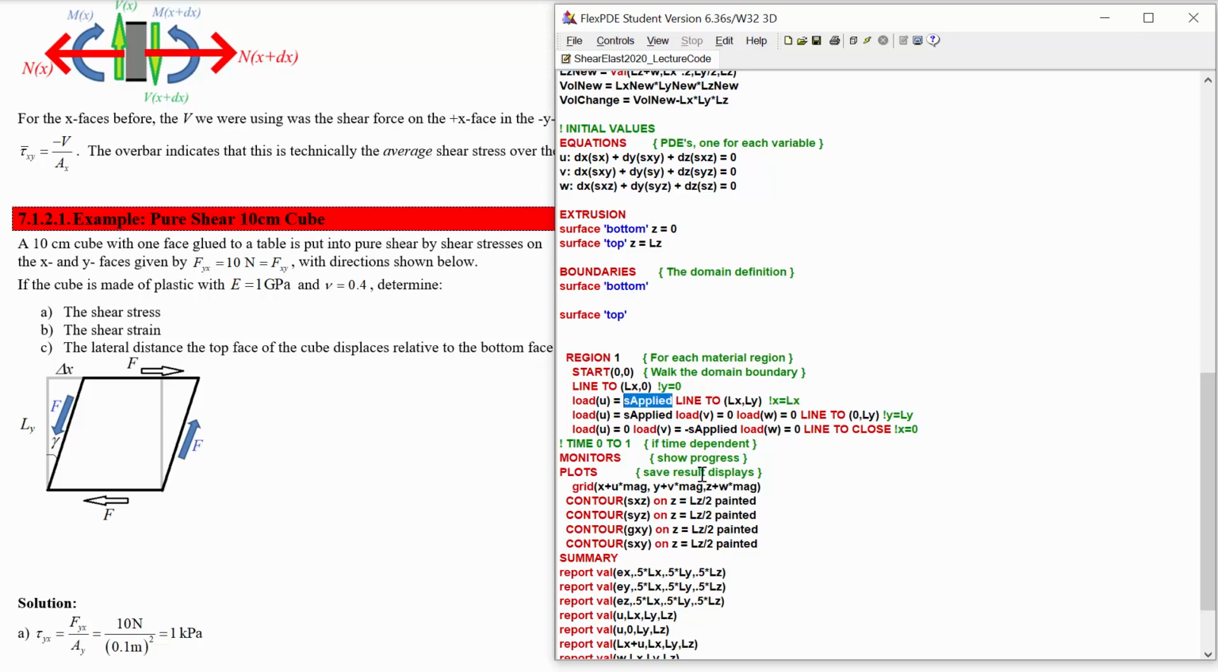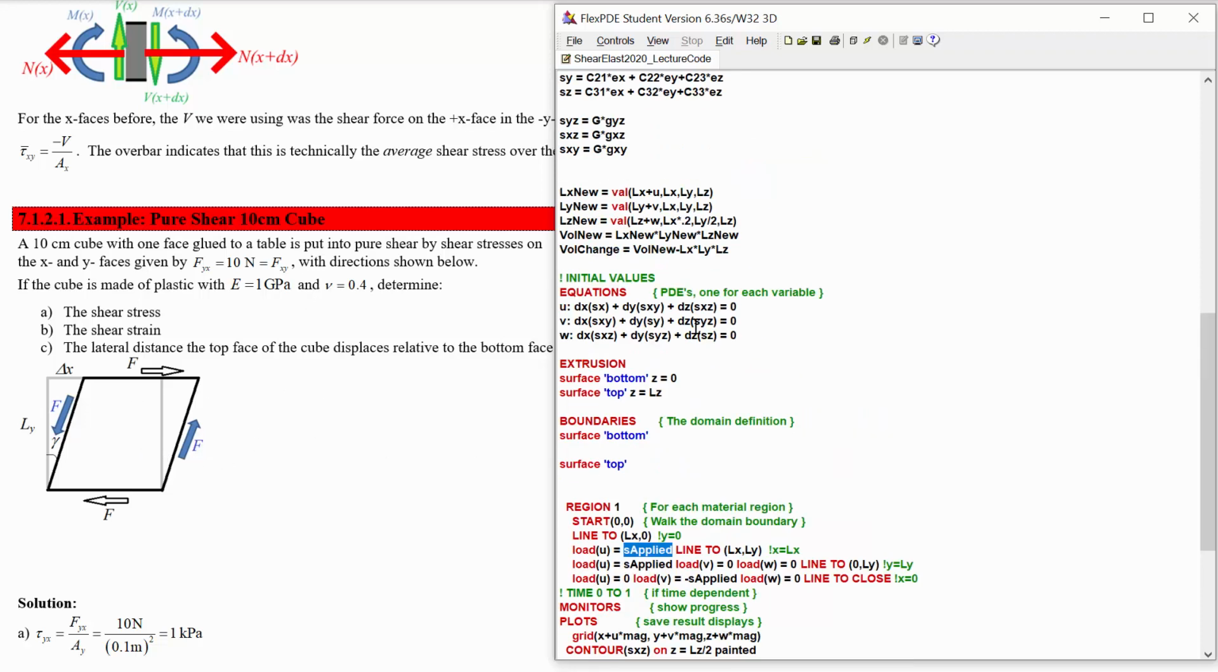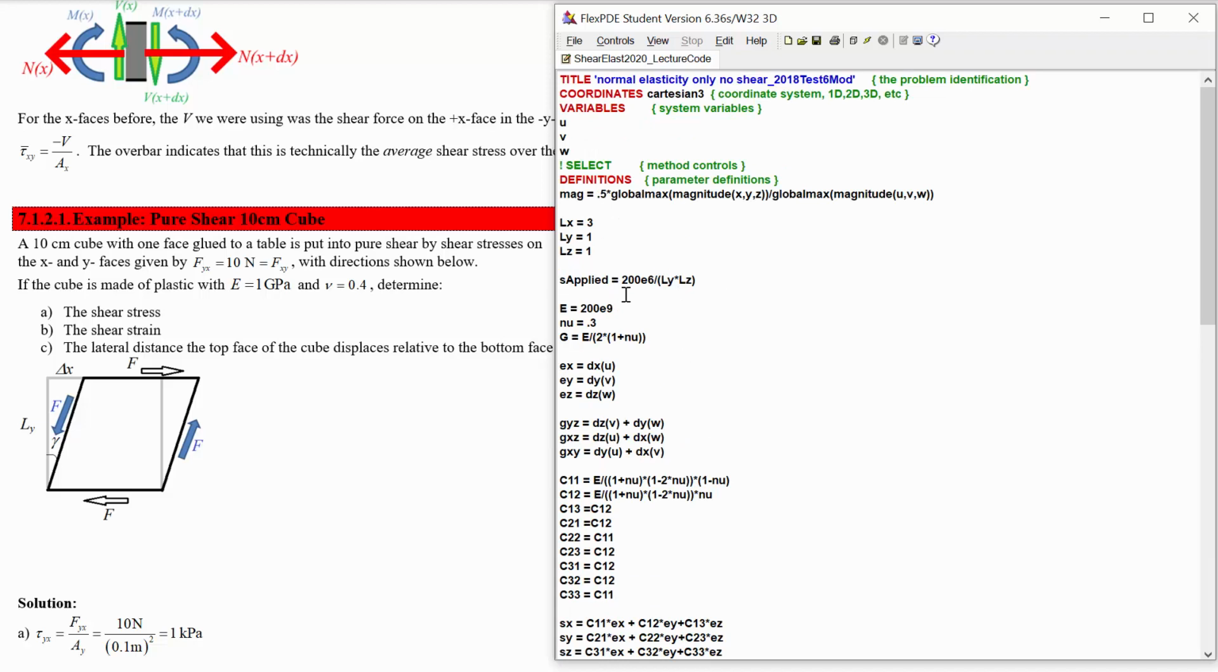So this 200 megapascal stress is going to be applied in the x direction on the x surface. Now on the top, we'll need to modify only that x stress, so we'll say that that's equal to 0. And then on the left, we'll put that it can't move. Value u is 0, value v is 0, and value w equals 0.